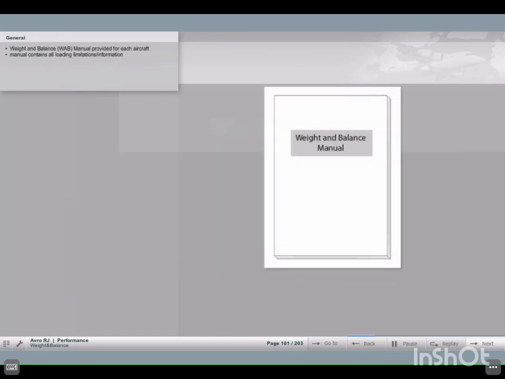An aircraft weight and balance manual is provided for each aircraft. The manual contains all specific loading limitations and information.